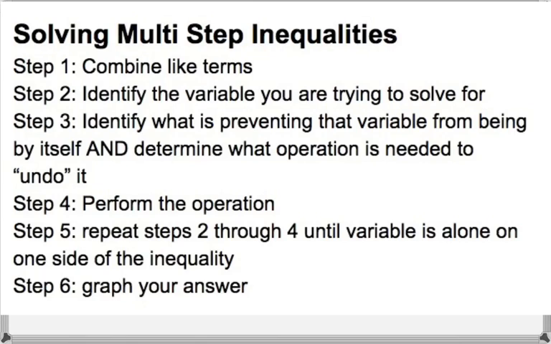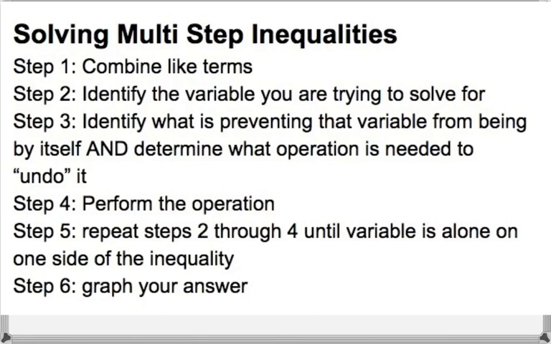Step 2, identify the variable we are trying to solve for. Step 3, identify what is preventing that variable from being by itself, and we have to determine what operation is needed to undo it. Step 4, perform that operation. Step 5, we're going to repeat steps 2 through 4 until the variable is alone on one side of the inequality. Once we've completed step 5, we are ready for our last step, which is to graph our final answer.